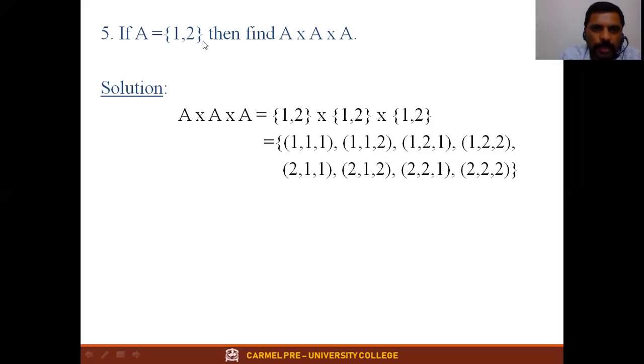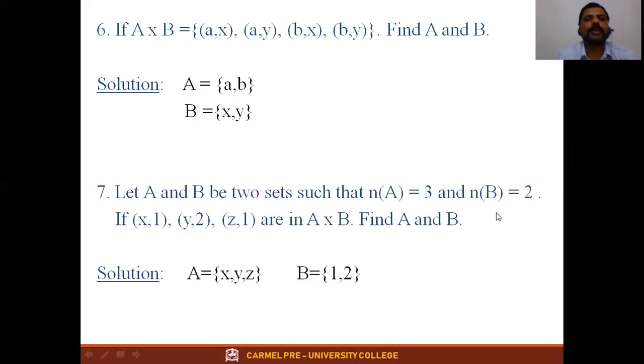See, this has 2 elements, right? A has 2 elements. It is 2 into 2 into 2. 2 2s are 4, 4 2s are 8. 8 elements ಇಲ್ಲಿ ಇರಬೇಕು ಅಂತ, right? 8 elements ಬರಲಿಲ್ಲ ಅಂದ್ರೆ what you have done is wrong or somewhere you went wrong. ಅಷ್ಟೇ, ಸಣ್ಣ ಕ್ಲಾರಿಟಿ. ಫೈನ್. ನೆಕ್ಸ್ಟ್, if A cross B is equal to, ಇಲ್ಲಿ ಡೈರೆಕ್ಟ್ ಆಗಿ A cross B ಕೊಟ್ಟಿದ್ದಾರೆ.